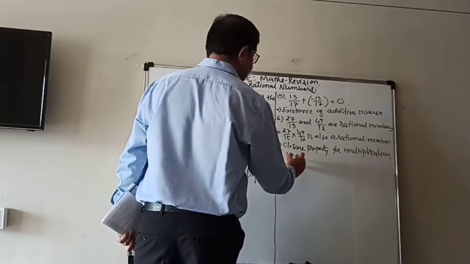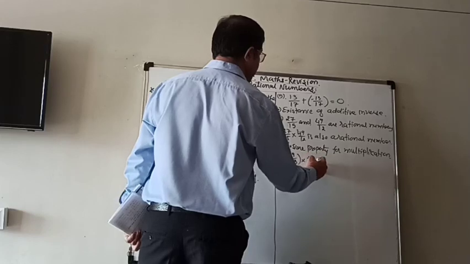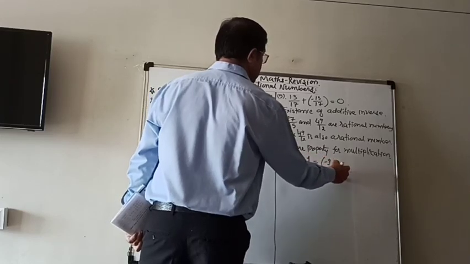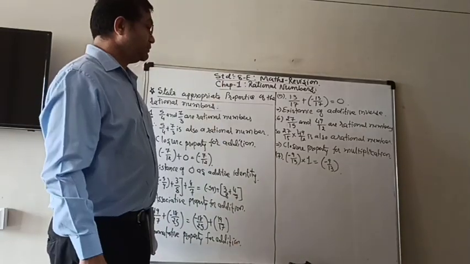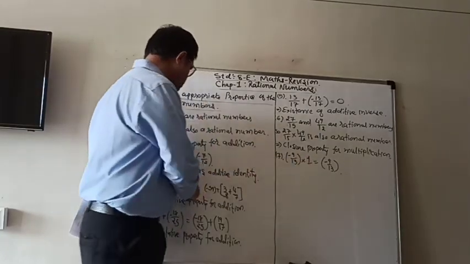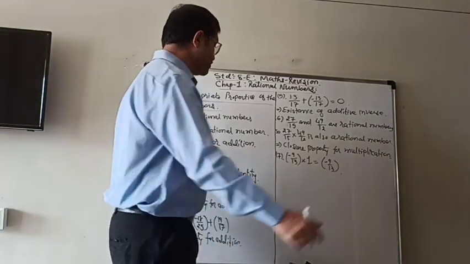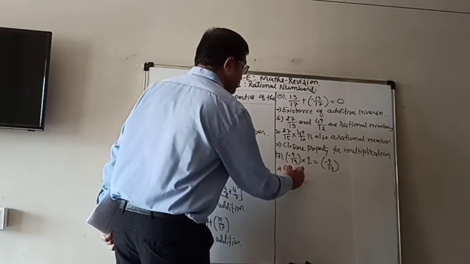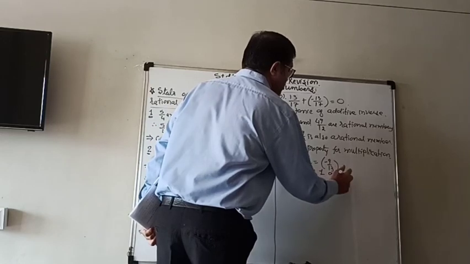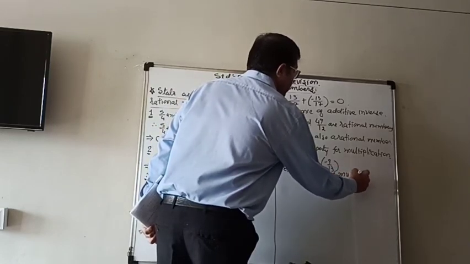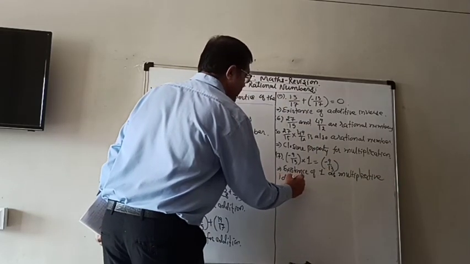Then we can take minus 9 upon 13 multiplied by 1 is equal to minus 9 upon 13. So here, as you saw that 0 is the additive identity, we know that 1 is the multiplicative identity. So existence of 1 as multiplicative identity.